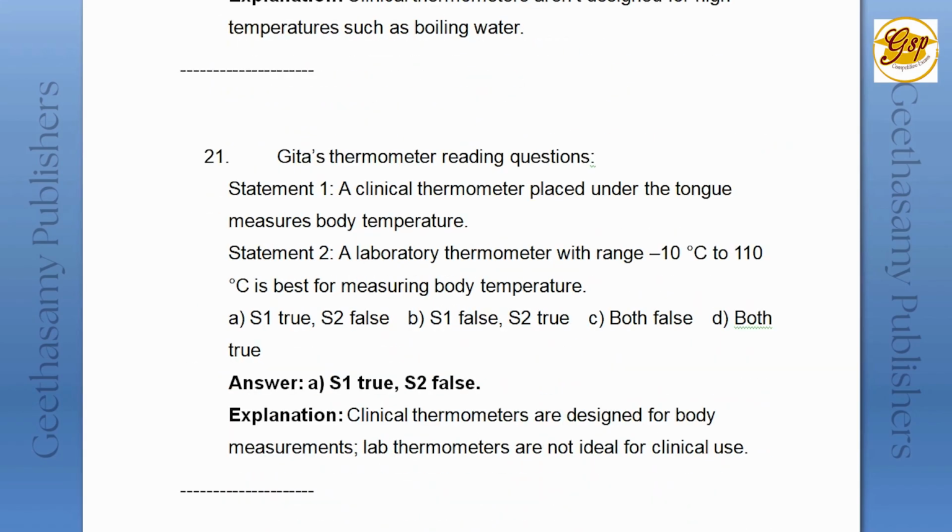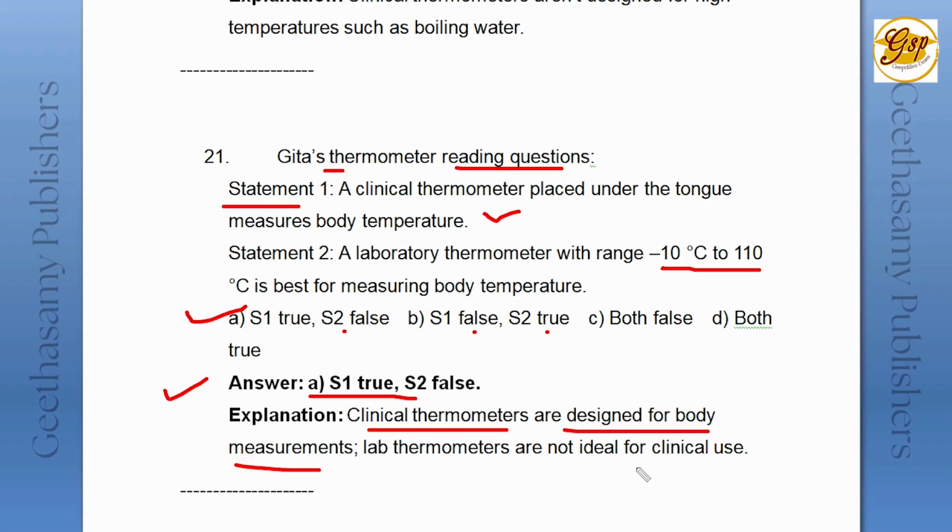And 21st question. Thermometer reading questions. Statement 1: a clinical thermometer placed under the tongue measures body temperature. Statement 2: a laboratory thermometer with range from minus 10 degrees to 110 degrees centigrade is best in measuring body temperature. Statement 1 true, statement 2 false; statement 1 false, statement 2 true; both are false; both are true. The correct answer is A, that is statement 1 is true, 2 is false. Clinical thermometers are designed for body measurement. Lab thermometers are not ideal for clinical use.